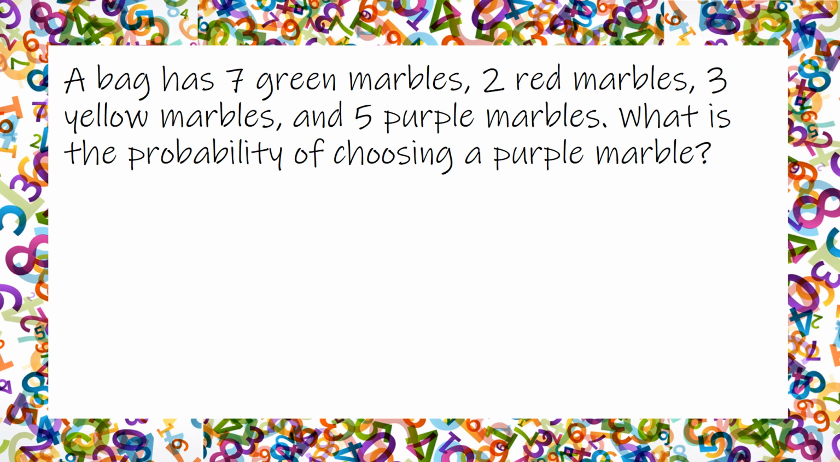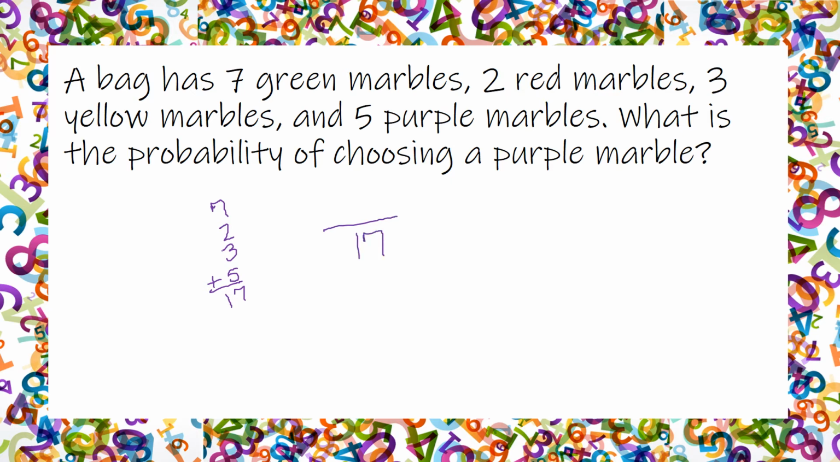Okay, a bag has 7 green marbles, 2 red marbles, 3 yellow marbles, and 5 purple marbles. What is the probability of choosing a purple marble? So the first thing to do is find out how many total marbles you have. So you've got 7, 2, 3, and 5. So 7 plus 2 is 9, plus 3, 10, 11, 12, plus 5 is 17. So there are 17 total marbles.